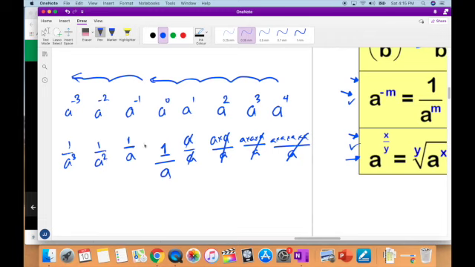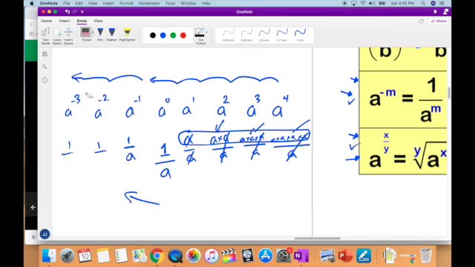Yes, sir. Right? You notice how the a to the 4 and cube and so on was in the numerator on this side. But then we come across here and it becomes the denominator on this side. So this is a times a. This is a times a times a.